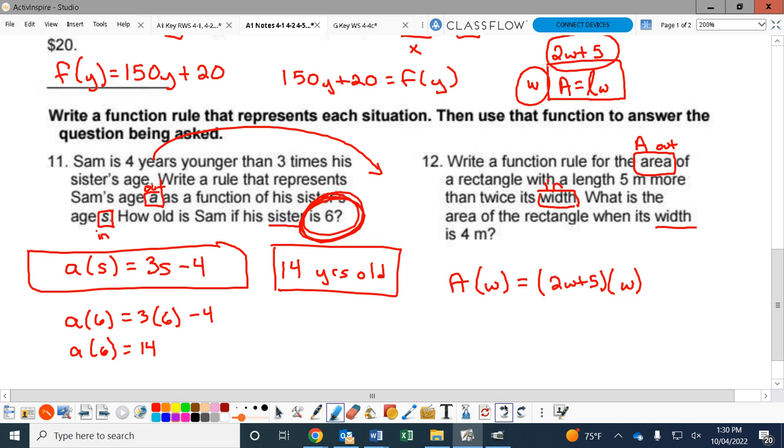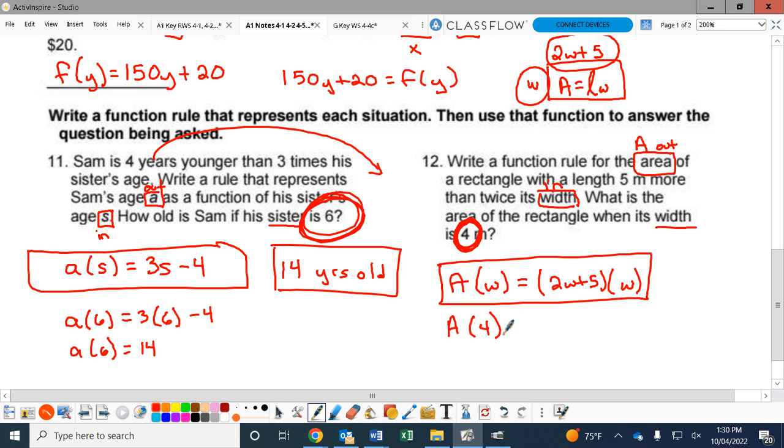Questions so far? Anything about the formula for doing the rectangles? This is going to be your answer for the first answer blank. Then we're going to plug in 4 for the width. A of 4 equals 2 times 4 plus 5 times 4.